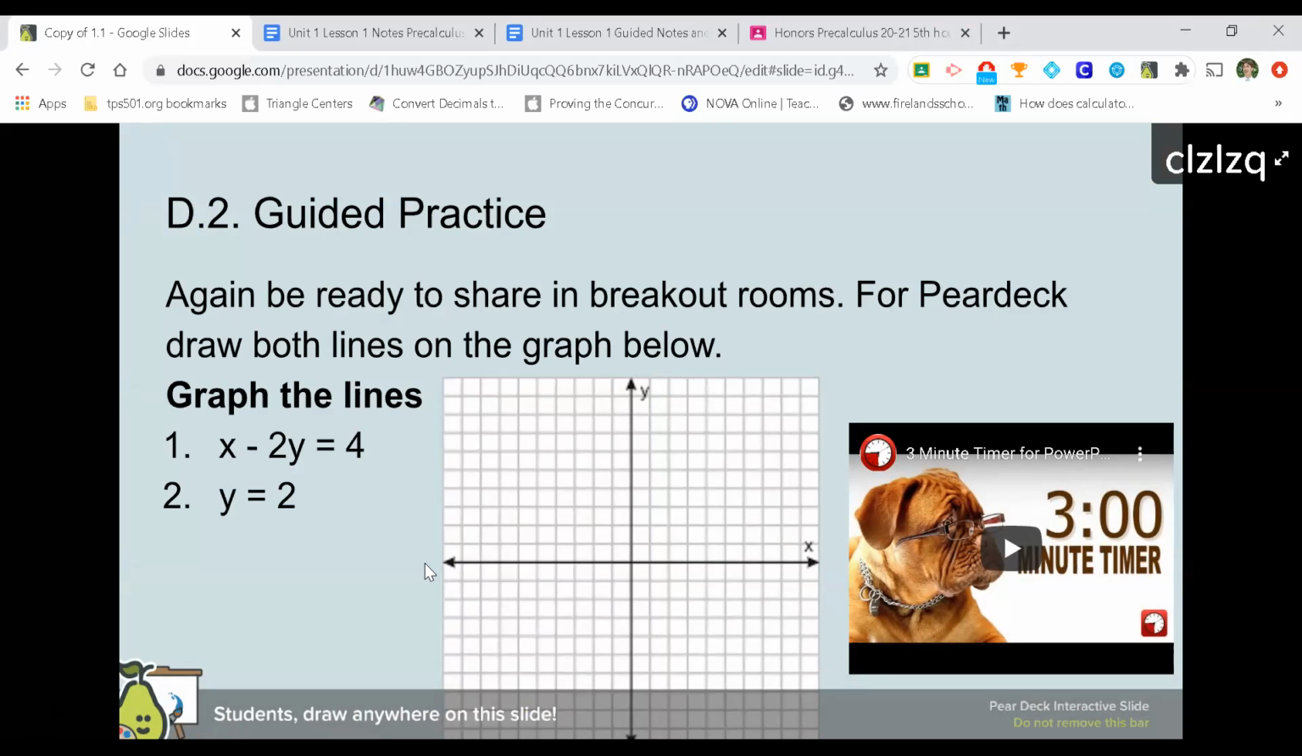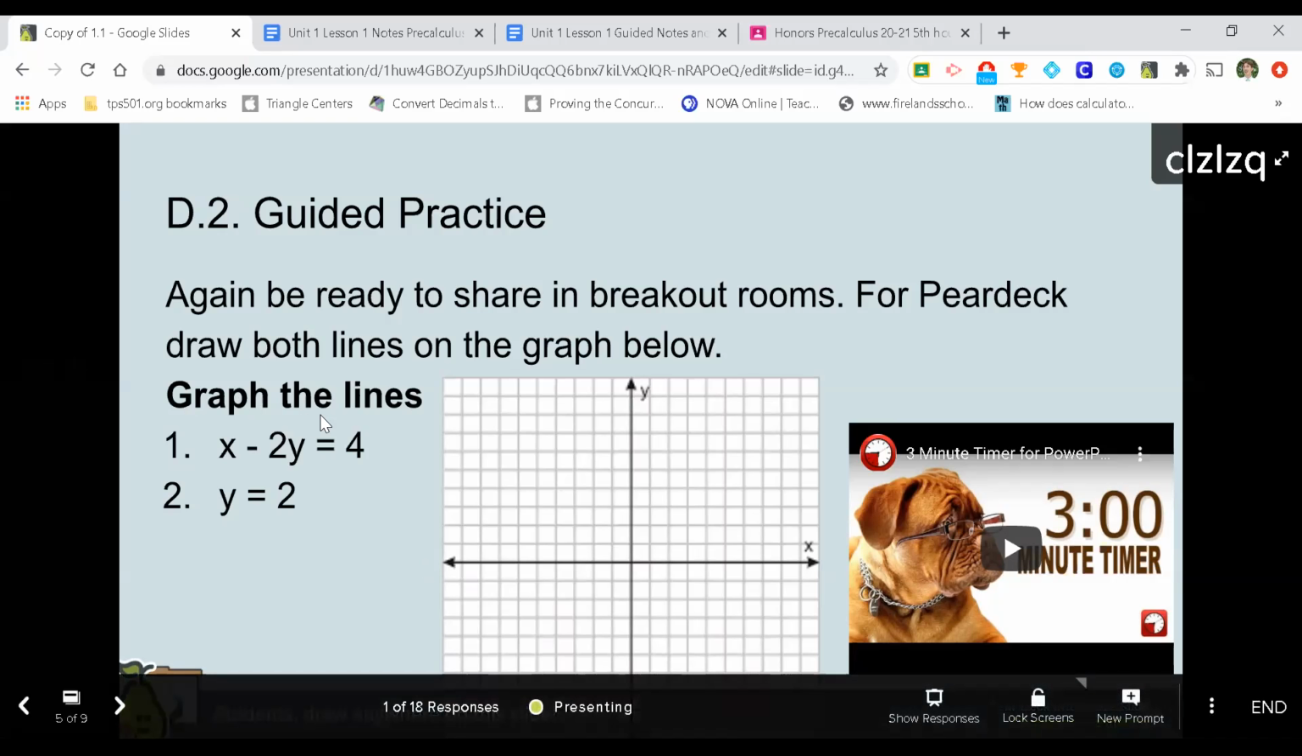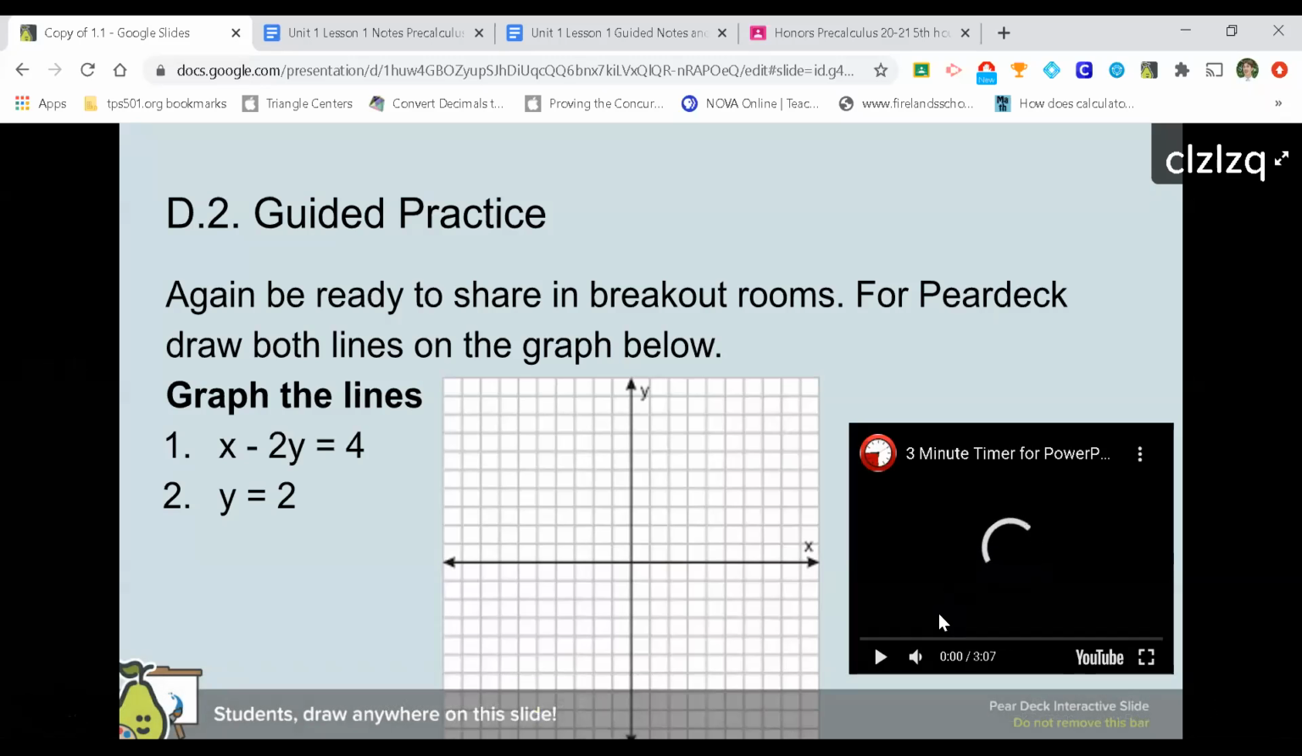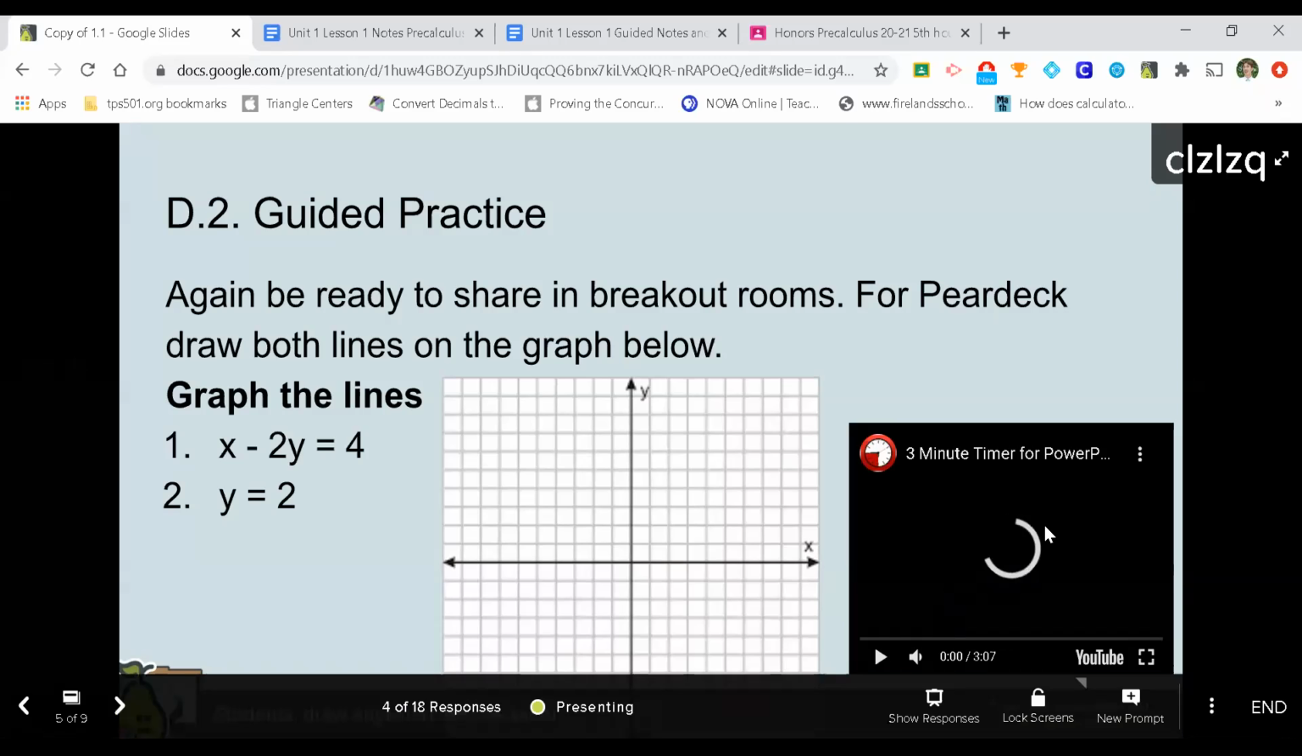Be ready to share your answer. I don't know if we'll do breakout rooms for this. I'll look at the responses. If your responses are all great, we will skip the breakout room. But if everyone draws graphs that suck, we will do the breakout room. Okay? That's how we'll decide it.